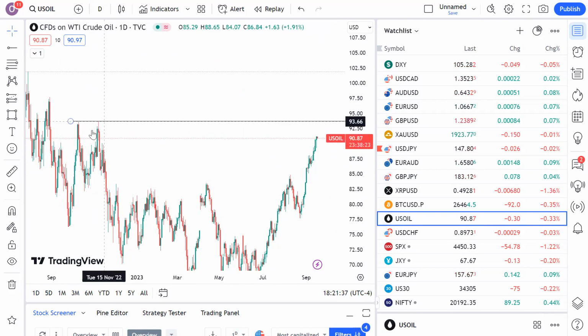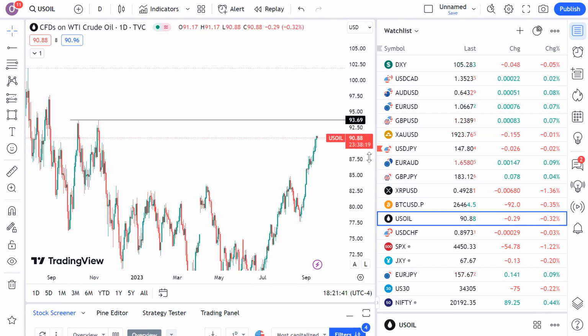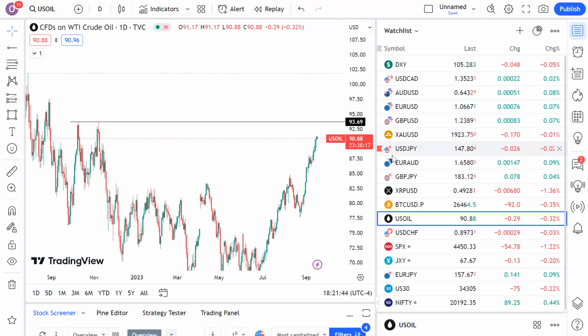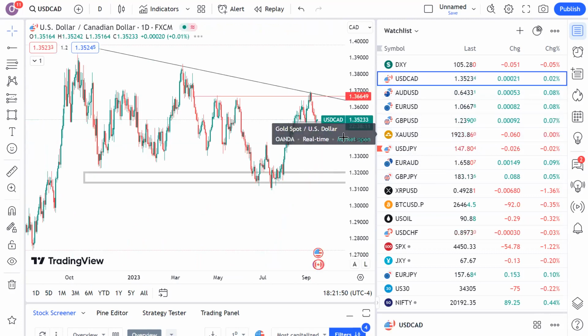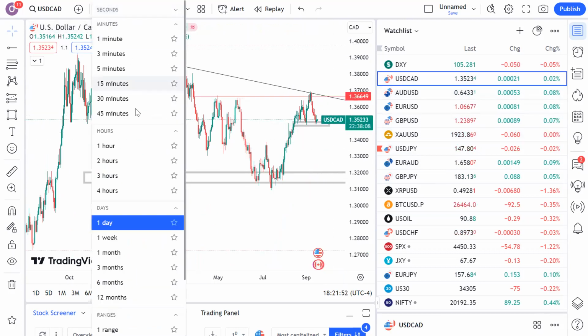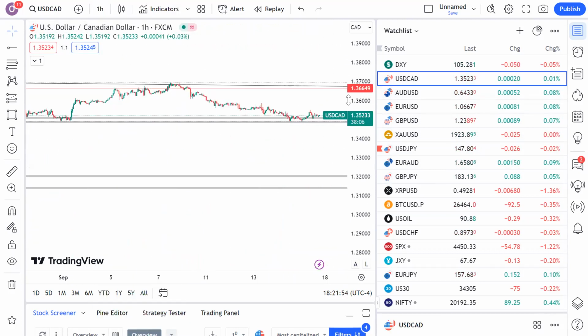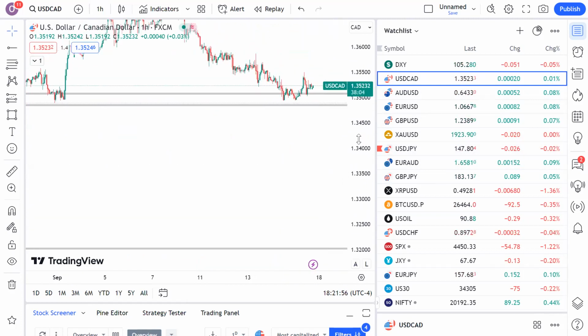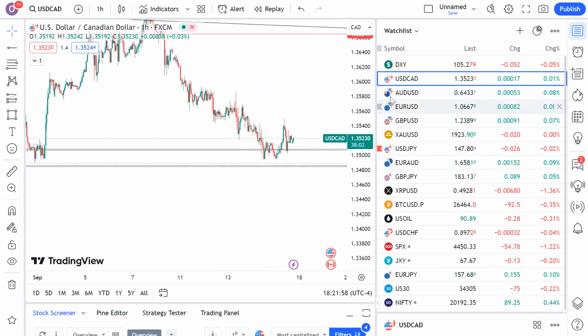The next obvious level of resistance would be up here, 93.6. If we could get some bearishness on oil, that would most definitely make this USD CAD probably turn the other way, right? And start buying up a little bit higher. So we just have to see how that's going to work. But I am in this buy and I'm bullish overall on USD CAD.